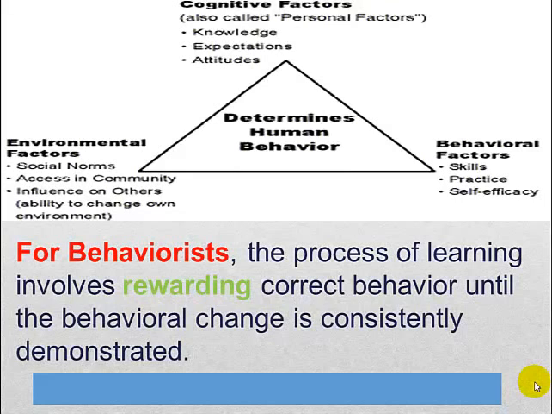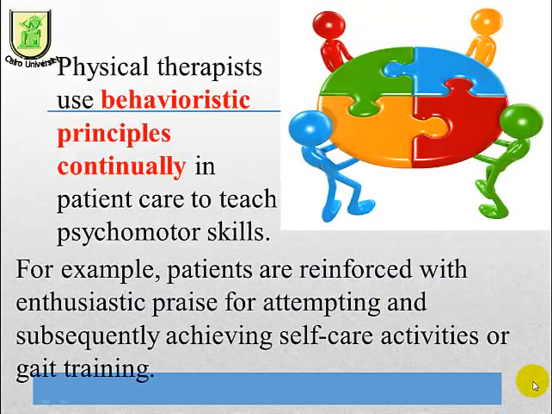Cognitive factors, also called personal factors, include knowledge, experiences, and attitude. For behaviorists, the process of learning involves rewarding correct behavior until behavior change is consistent and demonstrated. Physical therapists use behavioristic principles continually in patient care to teach psychomotor skills. For example, patients are reinforced with enthusiastic praise for attempting and subsequently achieving self-care activity or gait training.